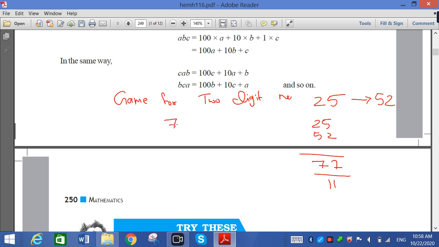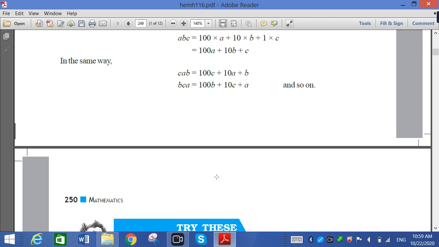If you take 72, reverse it, that is 27. Now if I add 72 and 27, it is always divisible by 11. 99 is divisible by 11. Why should it be? How did it come about? We have to understand how it is possible, so we have to check.